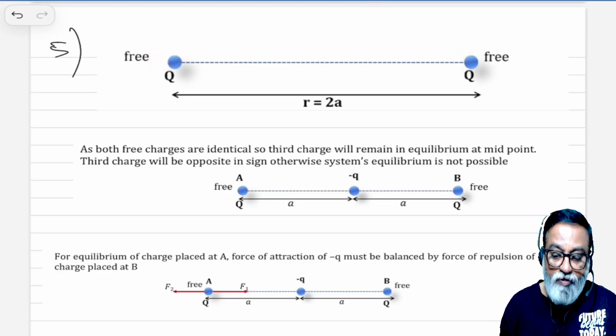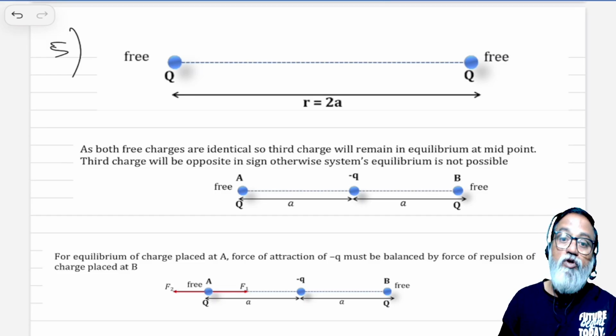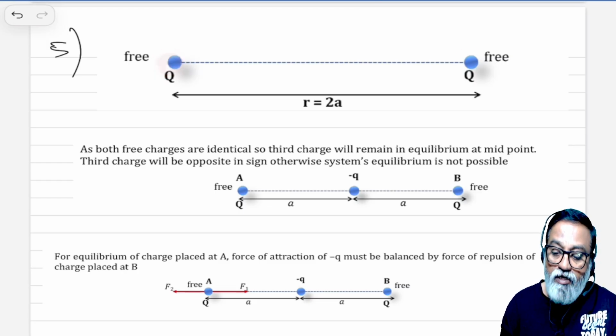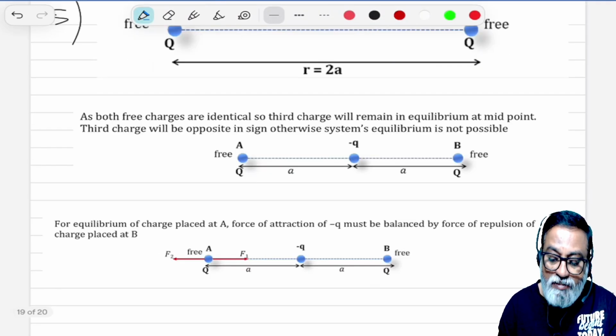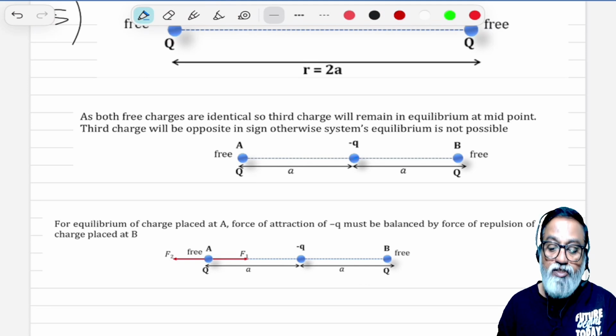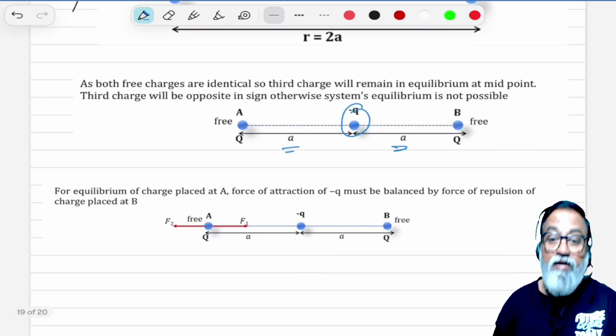Therefore, the third charge should be placed in between these. The position of the charge can be found using x = d / (√(q2/q1) + 1). But here there are similar charges of equal magnitude. Therefore, the third charge should be placed exactly in between the charges. This is the third charge A. But here the sign has to be decided.